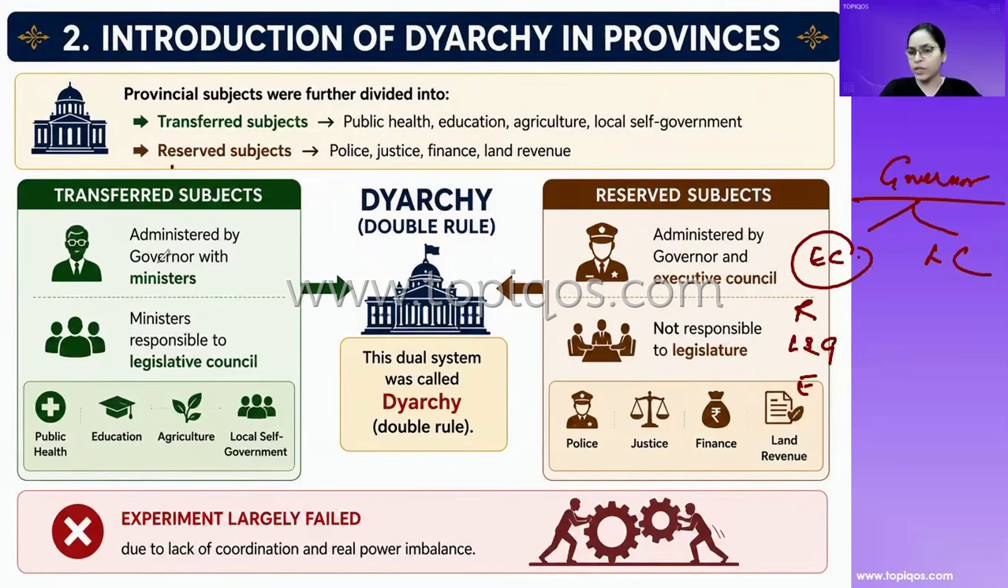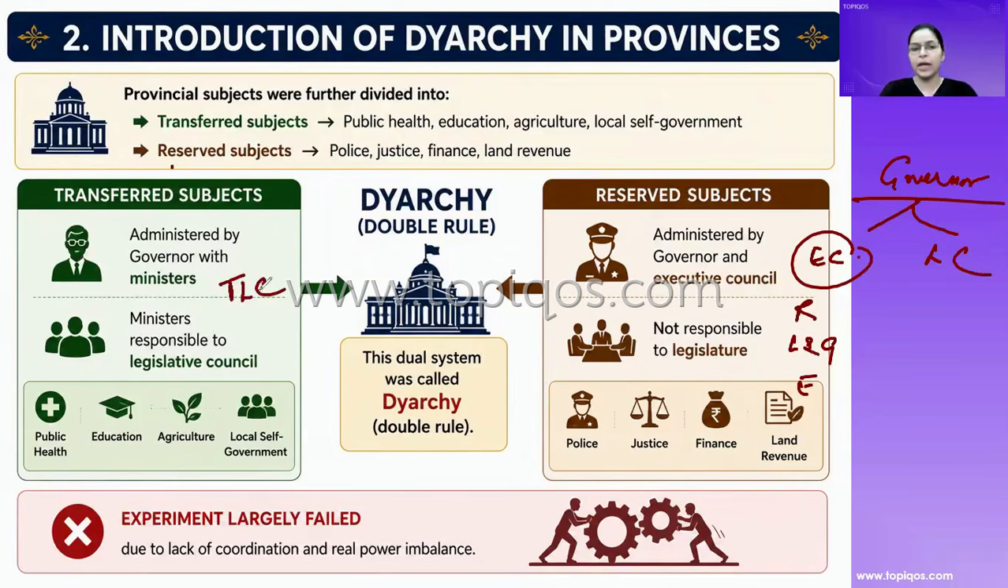So the governor, along with the ministers, will administer the transferred subjects and they will be answerable to the legislative council. You have to remember this with the formula TLC. What is the meaning of TLC?